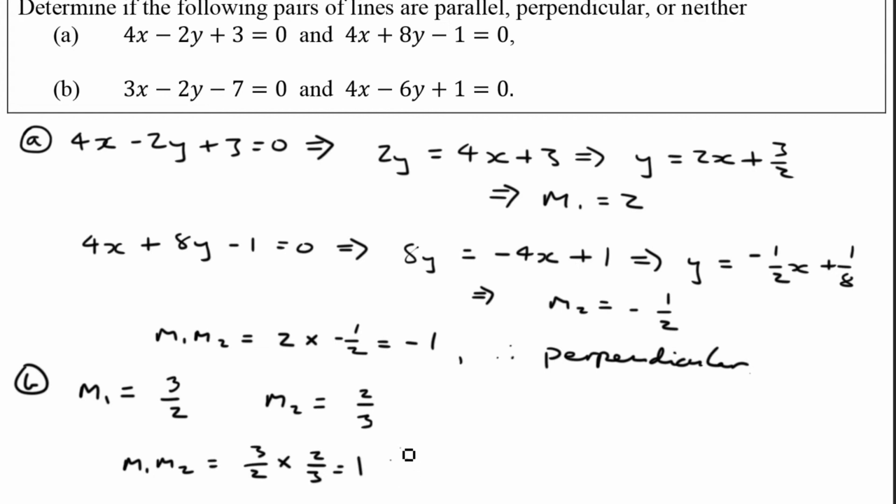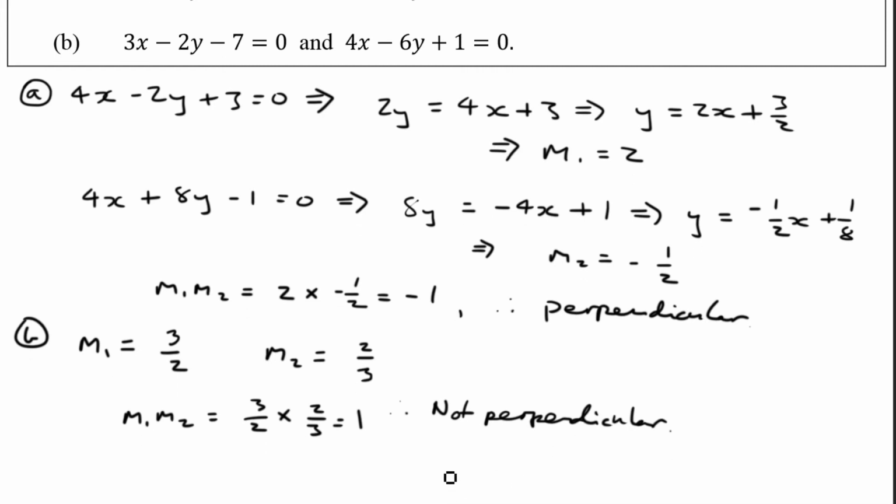We can say, therefore, not perpendicular. But also, we can see that those two gradients are not equal to each other. It's very easy to see, of course, that 3 over 2 is not the same thing as 2 over 3, so therefore they are also not parallel. In this case, the answer is that those lines are neither perpendicular nor parallel.